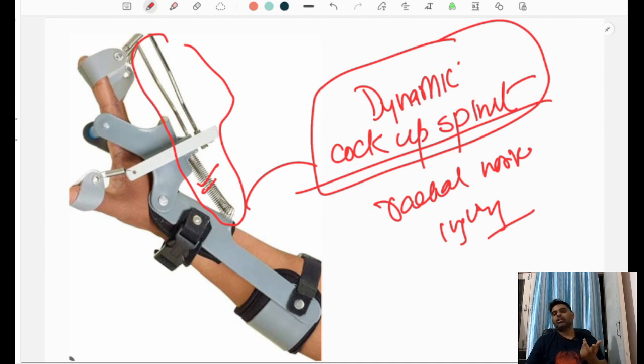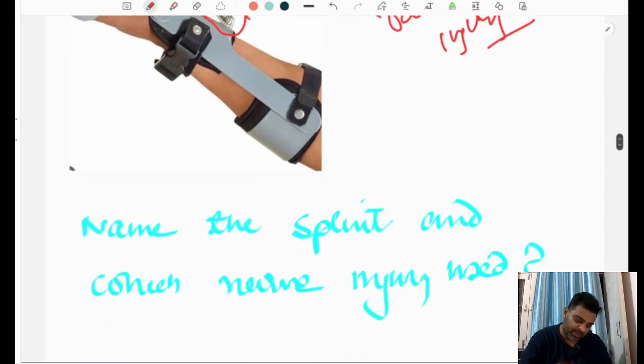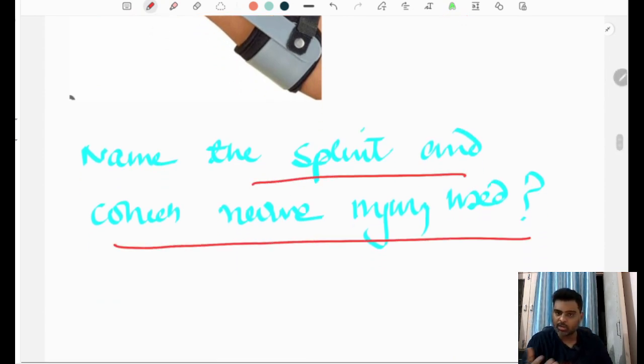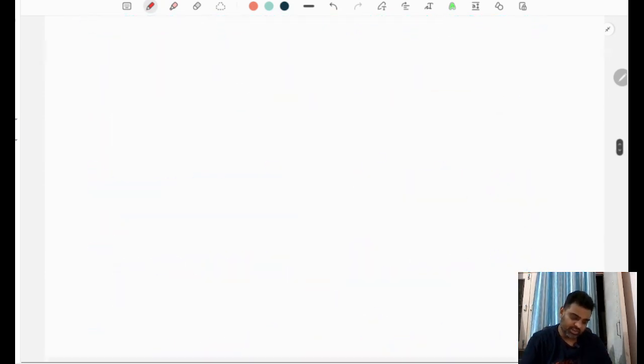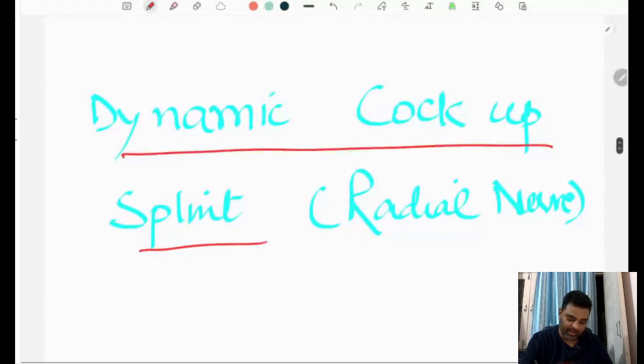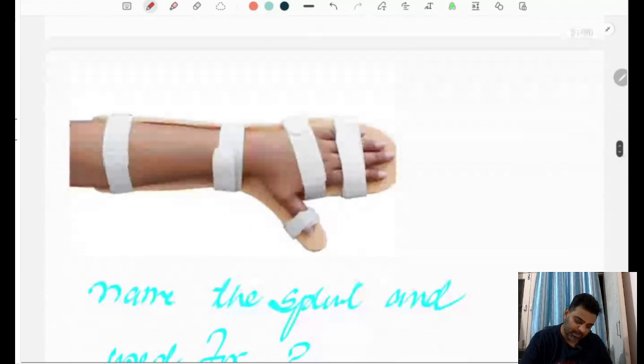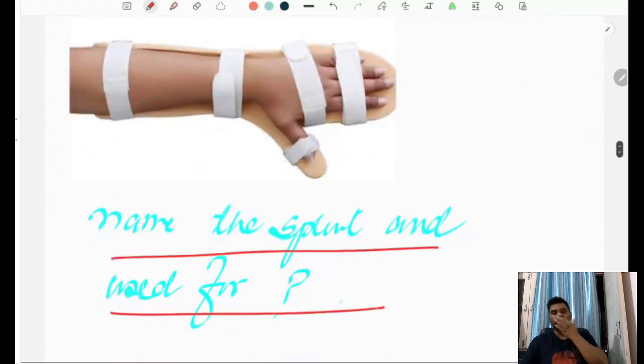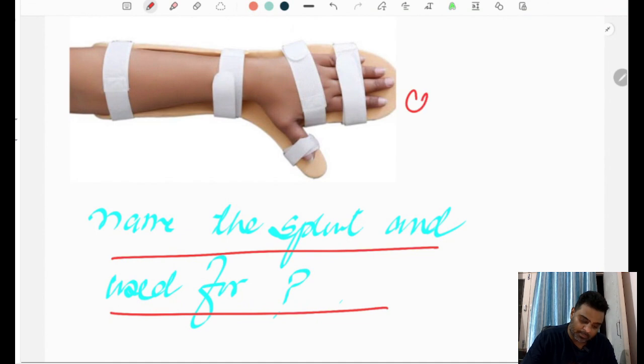The radial nerve is involved in which fractures? In fracture shaft of humerus and spiral groove fracture. And also the posterior interosseous nerve is involved in case of which fracture? Monteggia. So name the splint and which nerve is involved. So it is a dynamic cock-up splint used in the radial nerve. Now name the splint and what is it used for? Now this is also a cock-up splint.